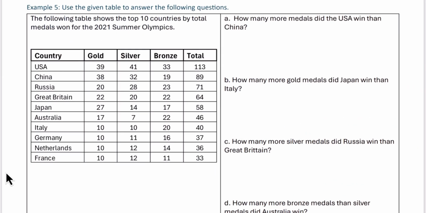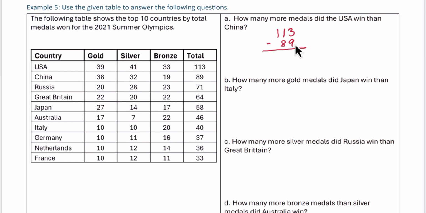Next, we'll use the table of countries to answer these 4 questions. Part A, how many more medals did the US win than China? So we're looking for the totals here. US won 113 medals and China 189 medals. Notice we are subtracting.